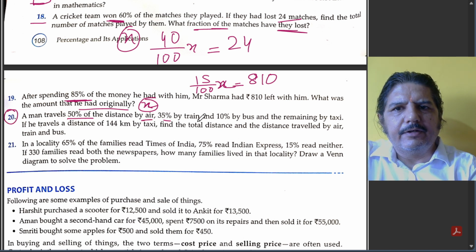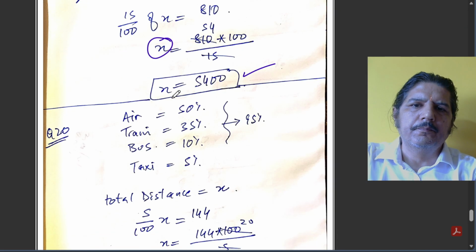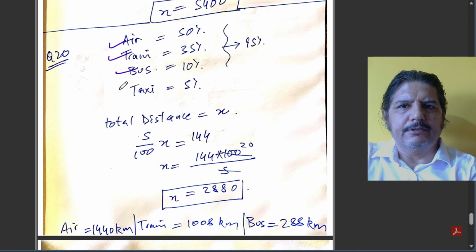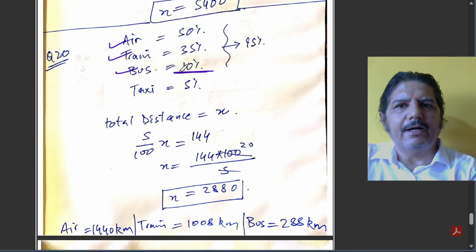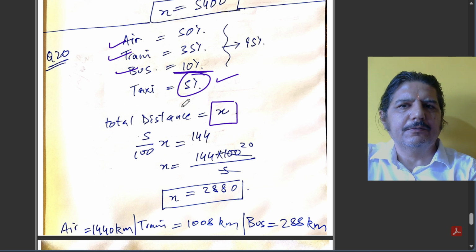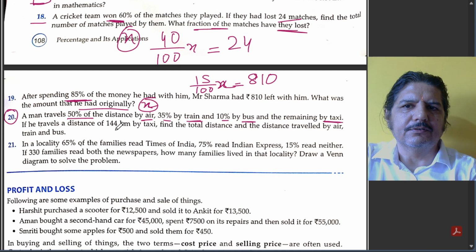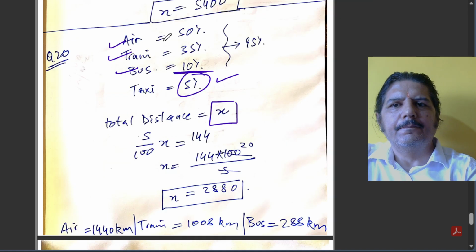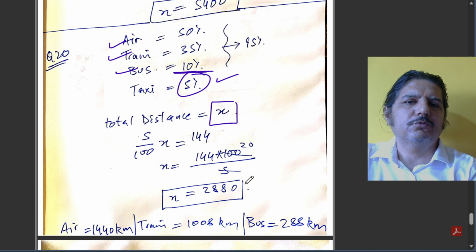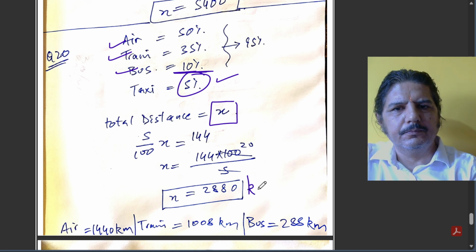50% traveled by air, 35% by train, 10% by bus, remaining by taxi. So let's note it down. 50% by air, 35% by train, bus is 10%, taxi. If you add these, 85 plus 10, 95%, so taxi would be 5%. And the total distance that he travels is x. So 5% of x, because he has given the taxi distance, which is 144 kilometers. So 5 upon 100 x is equal to 144. You calculate for the value of x, which is 2880 kilometers.